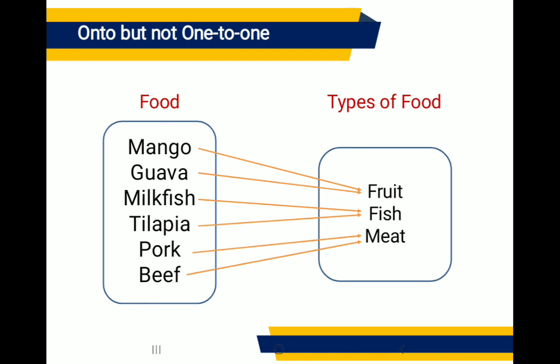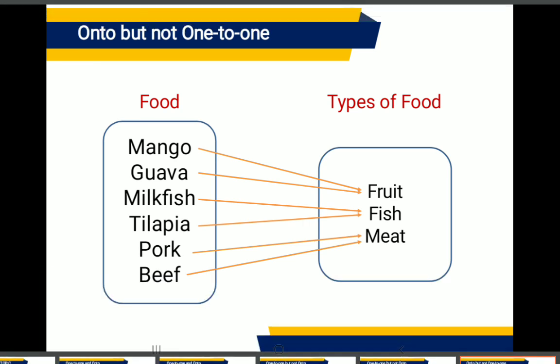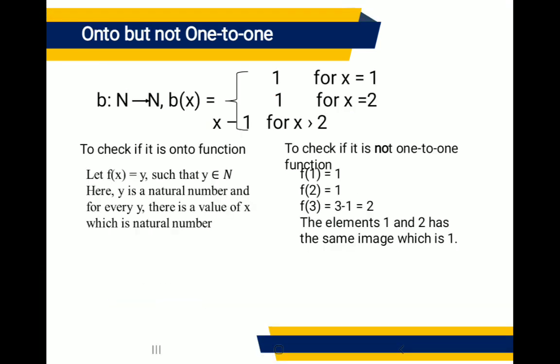Okay. Next is on real life on algebraic expression. So B is the mapping of natural number to natural number, then b of x is equal to 1 for x is equal to 1 and 1 for x is equal to 2 and x minus 1 for x greater than 2. So to check if it is onto function, let f of x is equal to y such that y is the element of natural number.